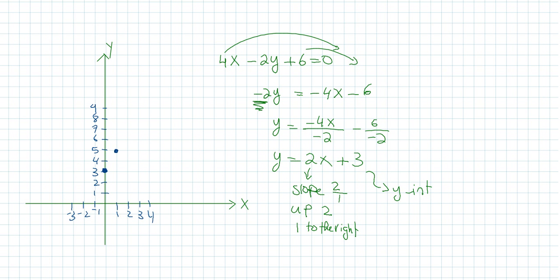Can I give another point? Again, up 2. So 1, 2 over 1. If I want to do another point, 1, 2 over 1. They should line up in a line. Okay? Are we okay with this?